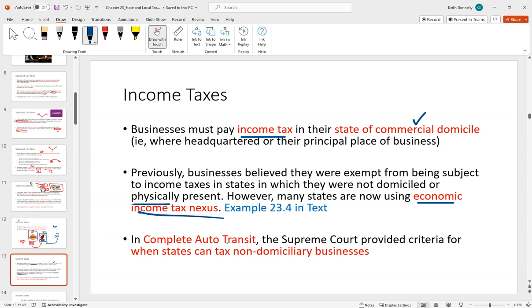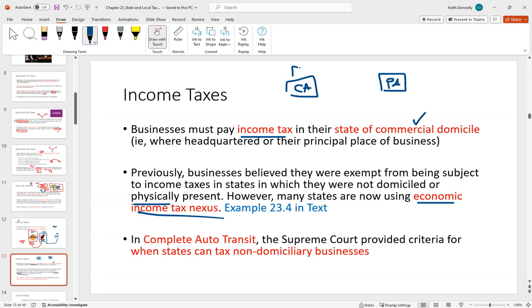A couple things here, right? In this Complete Auto Transit case, the Supreme Court provided criteria for when states can tax non-domiciliary businesses. So what does this mean? We'll just do California. Let's say we have a California business, and then you have Pennsylvania here.